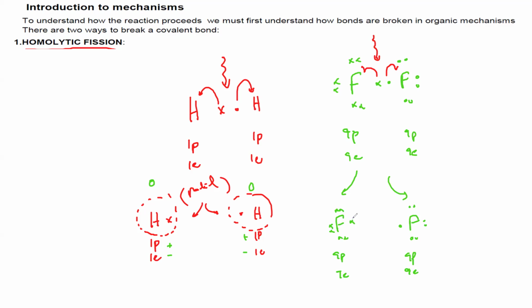But what is the meaning of the term radical? The term radical means it contains an unpaired electron. A radical can have lone pairs as well, but there is an unpaired electron present. We call them radicals.